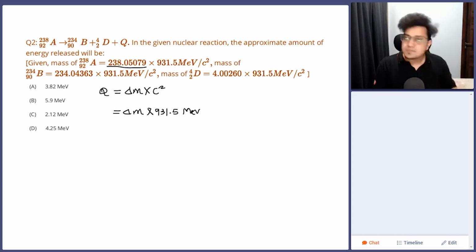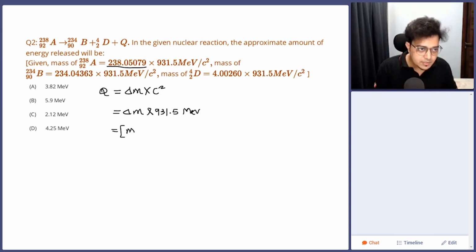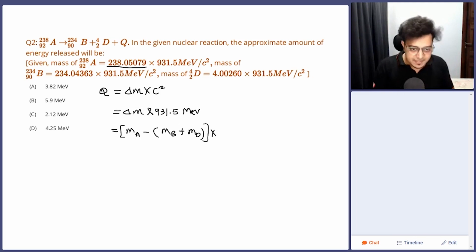What we can do is first find the mass defect. What is mass defect? Mass defect is mass of reactants minus mass of products. So for the mass of reactants, here there is only one nucleus of A. This is mass of reactants minus mass of products, that would be mass of B and mass of D. So this multiplied by 931.5 mega electron volt.